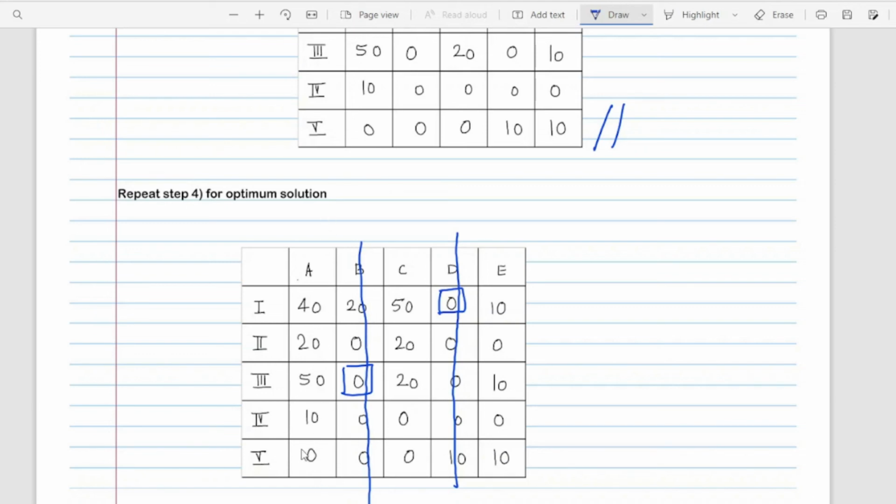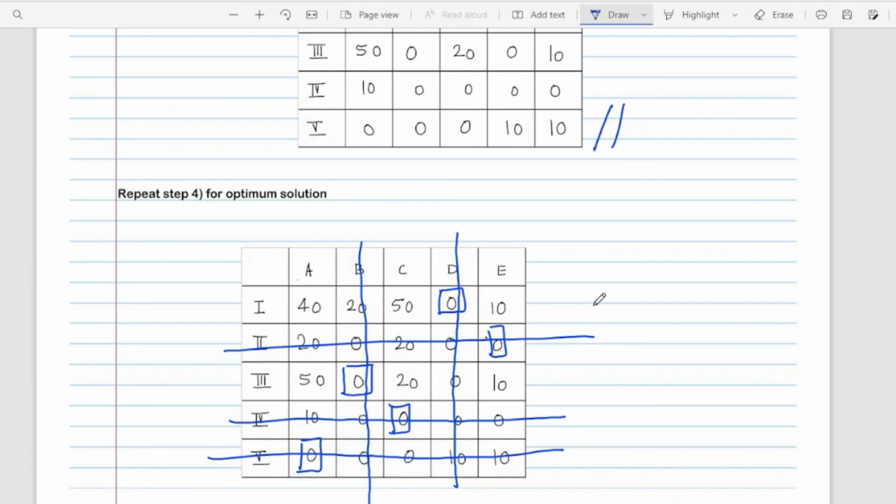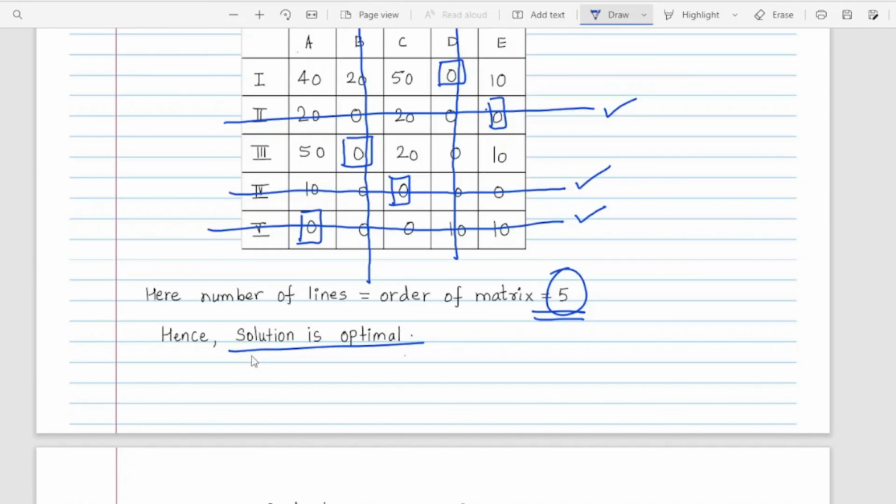In the first column, there is only one 0. Allocate that 0 and cancel out all other entries from that row. In column C, the third column, there is only one 0. Allocate that entry and cancel out all other entries from that row, and only one 0 is left, which we allocate and cancel out all other entries from that row. Here the number of lines is equal to the order of the matrix, 5, hence the solution is optimal.